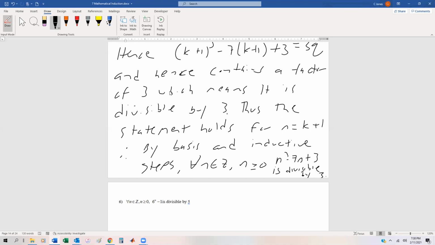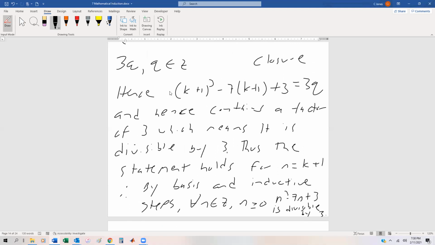All right, so those are two more examples, one of which was a summation, one of which was a divisibility proof. And we're going to continue with divisibility. And then the last thing we're going to take a look at in this section is inequalities by induction.